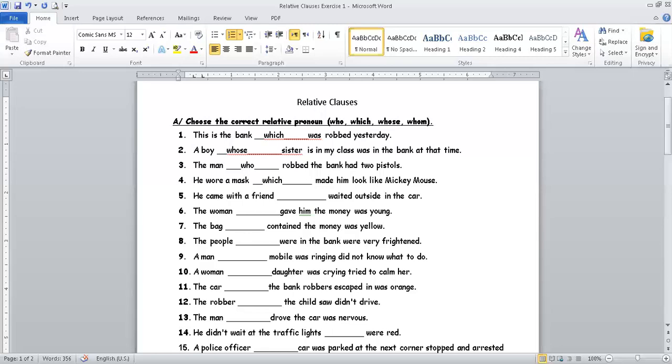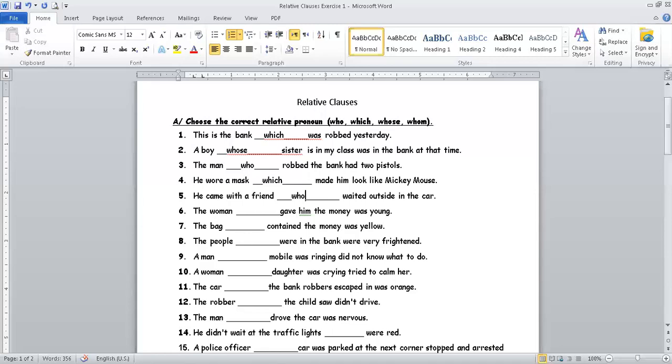5, he came with a friend ___ waited outside in the car. We want to define a friend. If you ask, who waited outside in the car? A friend waited outside in the car. So a friend in this sentence is the subject. Let's choose a suitable relative pronoun here to define a friend, which is the subject. The suitable relative pronoun is who. He came with a friend who waited outside. So who is related to the subject in this sentence, so we cannot drop who. It's necessary to use who.